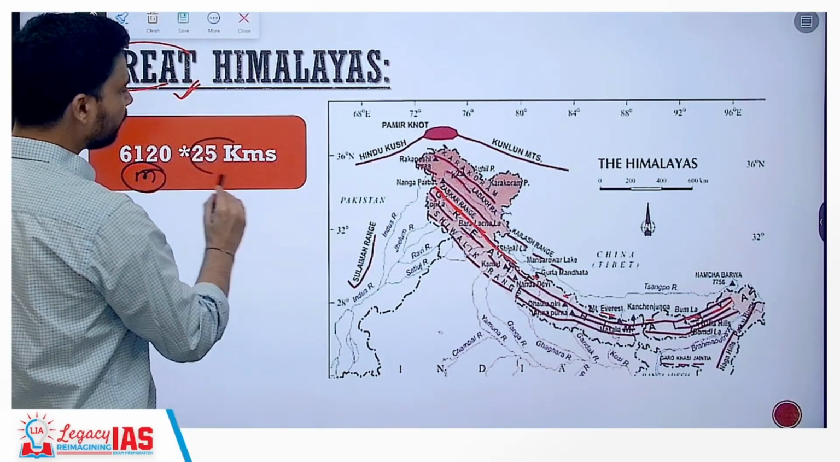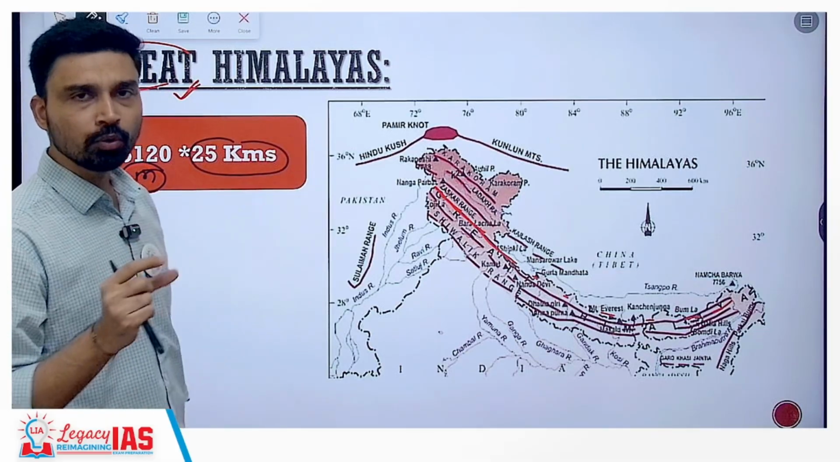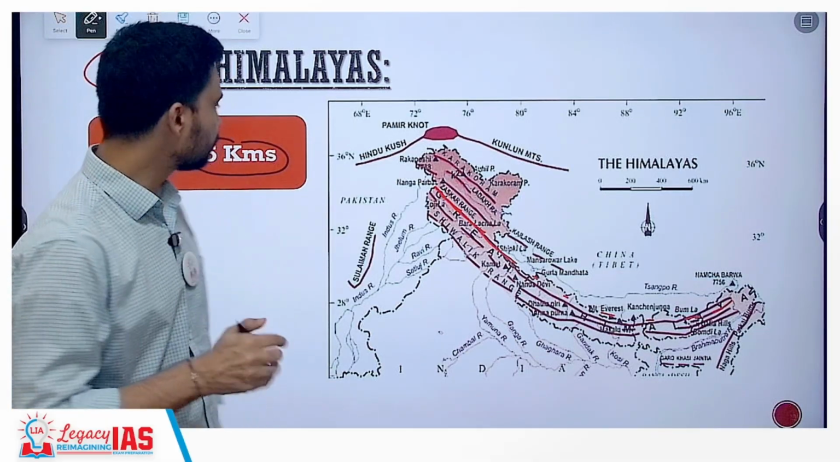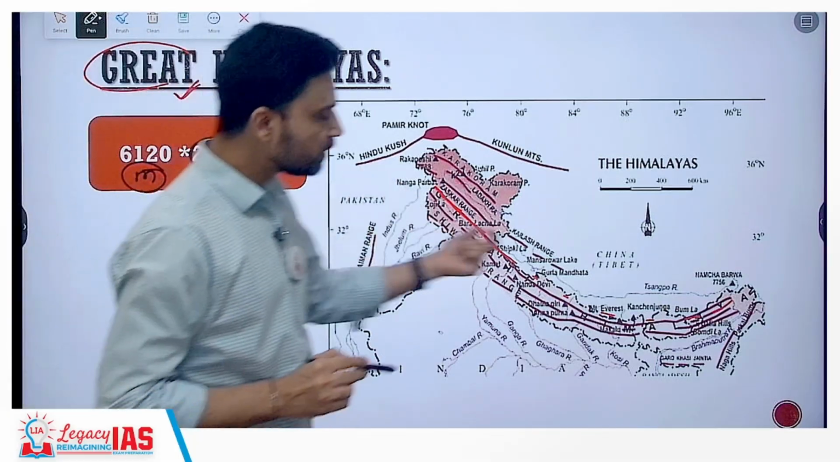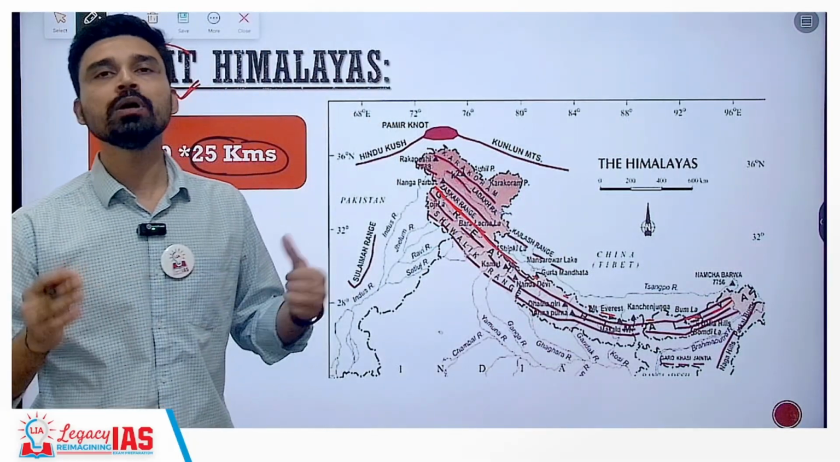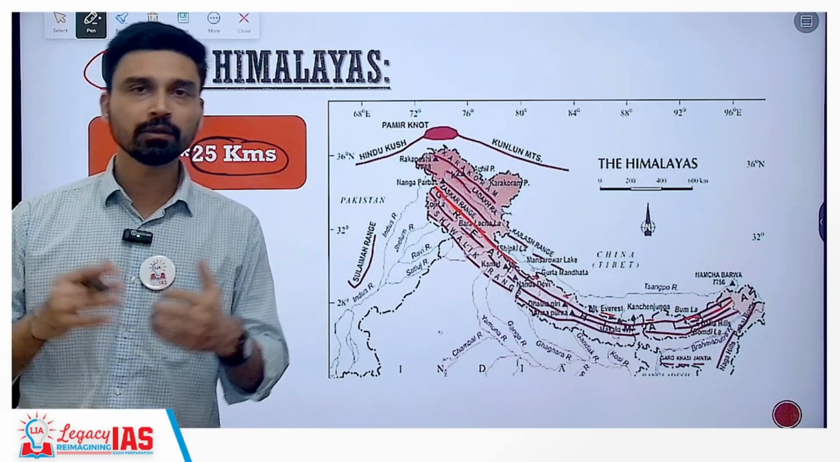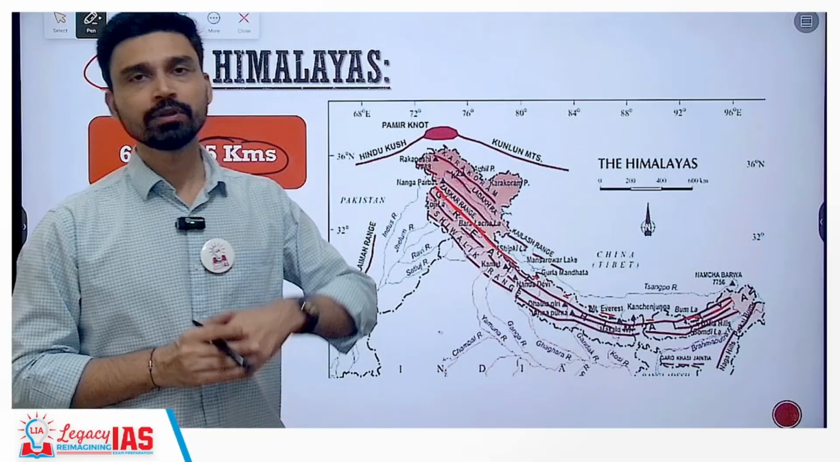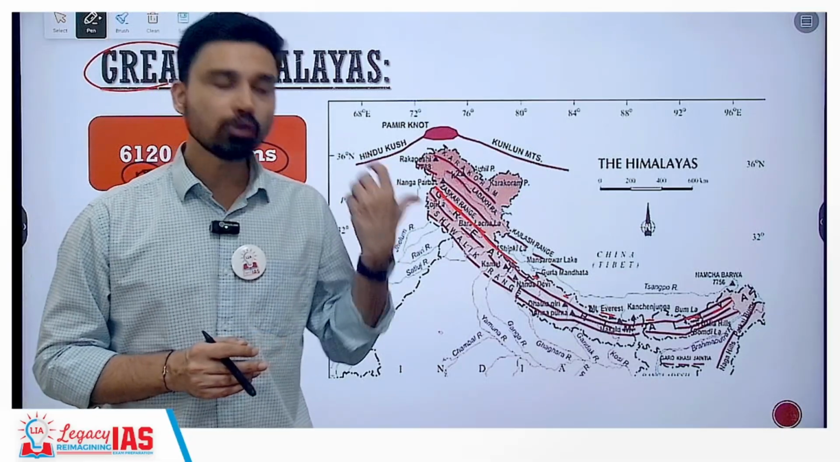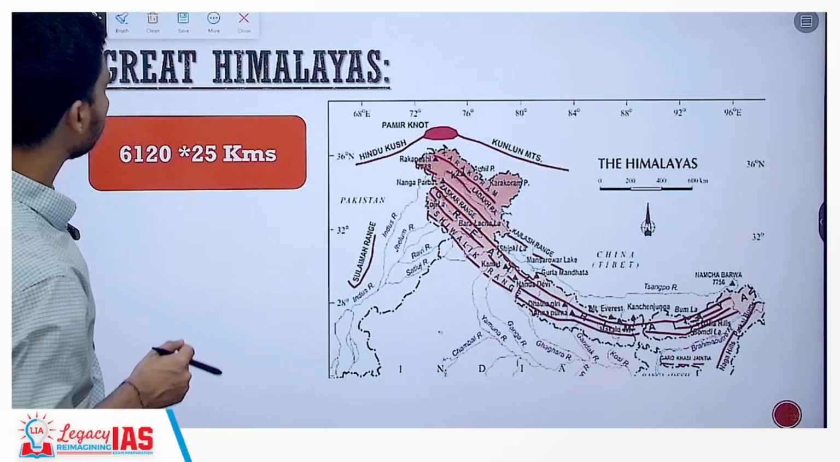Similarly, it's not a very wide range. It is very narrow, and its width is roughly about 25 kilometers. Overall, from west to east, it extends up to a length of 2,500 kilometers. So we can say it is not only the loftiest mountain system of India, but also the longest mountain range of India as well.